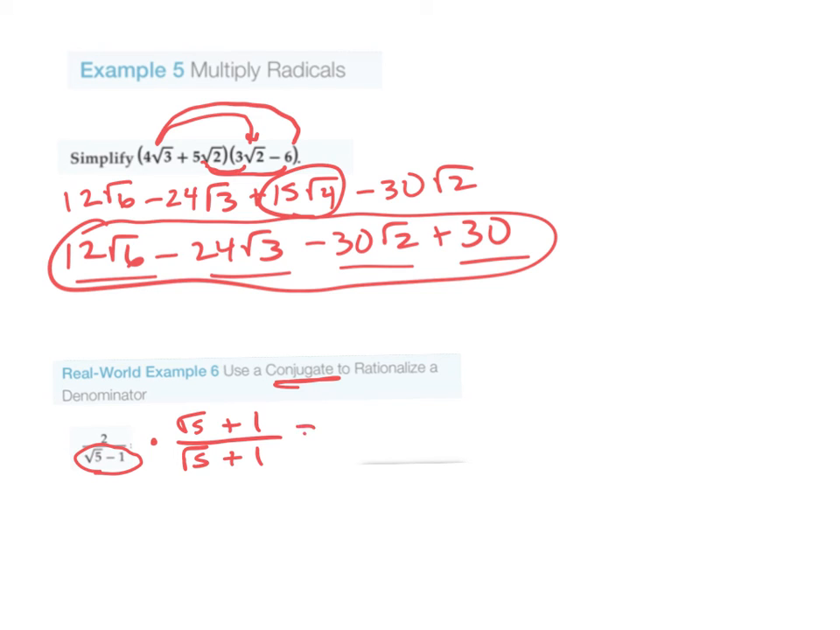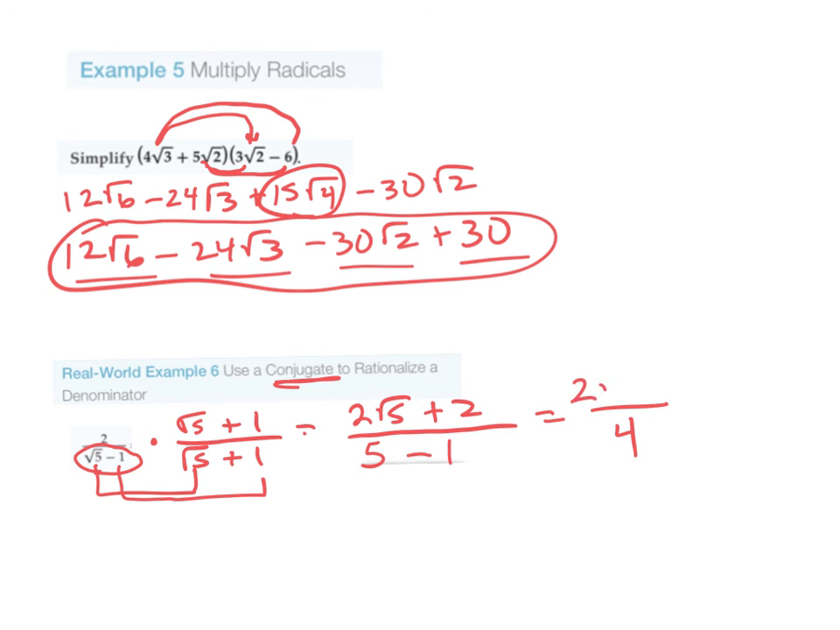So if I do the numerator, 2 times radical 5 is 2 radical 5. And 2 times 1 is 2. So there's my numerator, but my denominator, this is the magic of it. This is 5. And then when you multiply this and this, you get a minus 1. And so we end up with a 4. And so 2 radical 5 plus 2 will be over 4. And that is simplified for the most part.